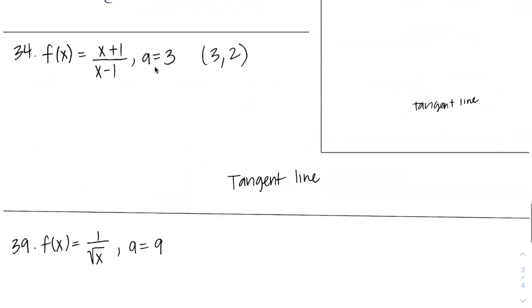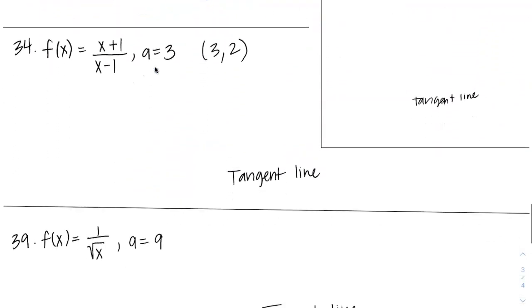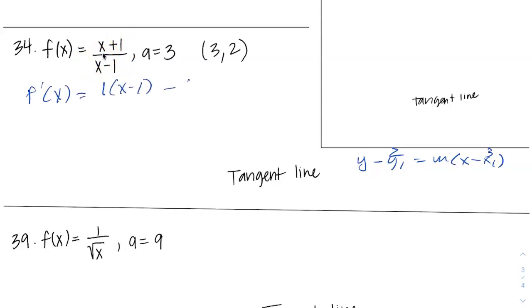Another one, 34. 37, 34 first. So let's do this one real quick. It looks like another one that's going to be ugly. The good news is they gave us our a and our point. So for my equation here, we have that part done. You have 3 and 2. But the derivative, much like last time, is going to be a quotient rule. So f prime of x equals the derivative of the top, which is 1, times the bottom left alone, minus the derivative of the bottom, which is 1, times the top left alone, all over the bottom squared.